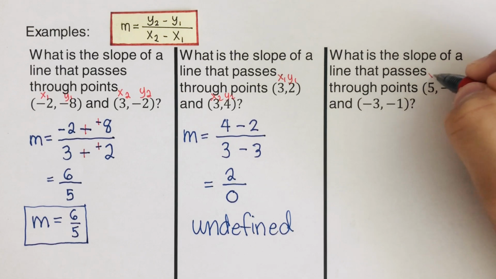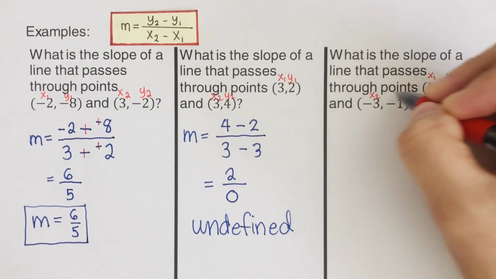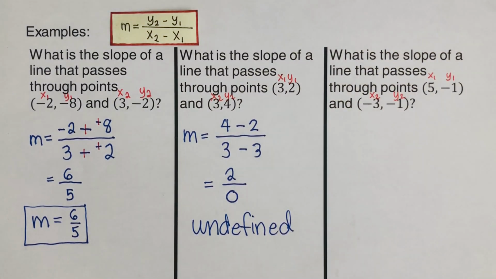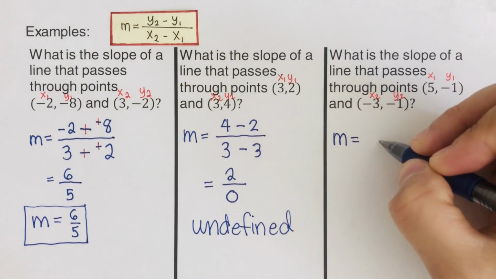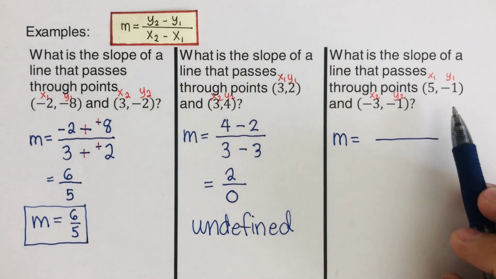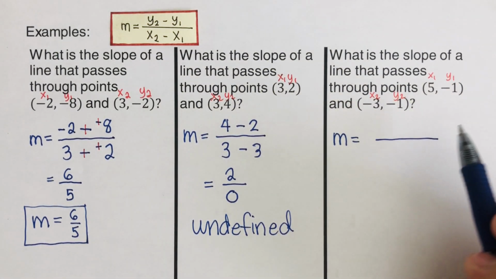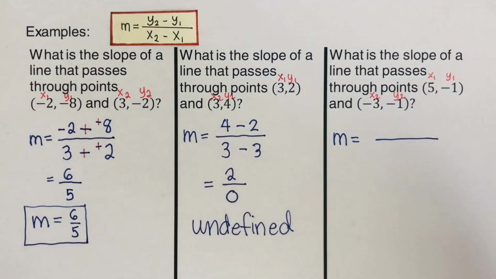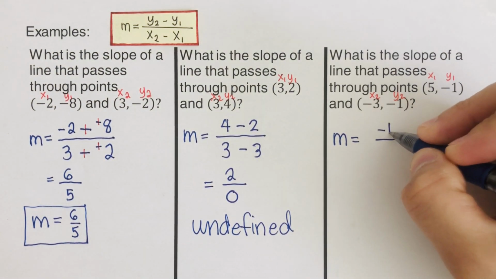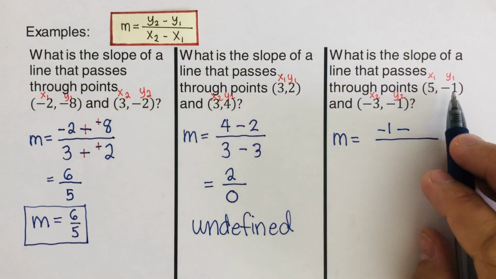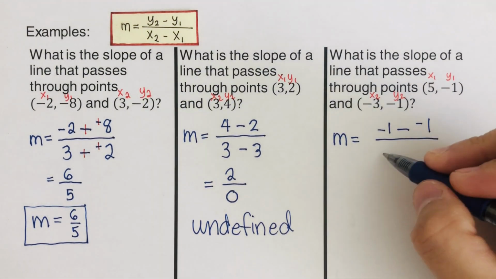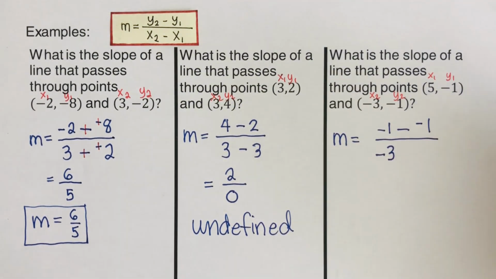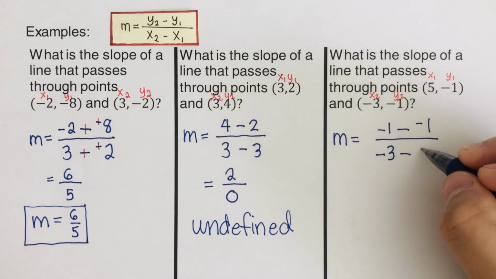So we label this as our x sub 1, y sub 1. This is x sub 2, y sub 2. So then we go ahead and plug it into the formula for slope. M is equal to, first we have y sub 2. So our y sub 2 is negative 1. And then minus our y sub 1 is a negative 1. And that is over x sub 2 is negative 3. And minus x sub 1 is 5.